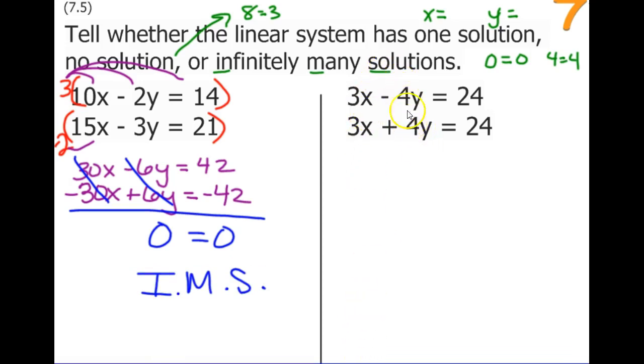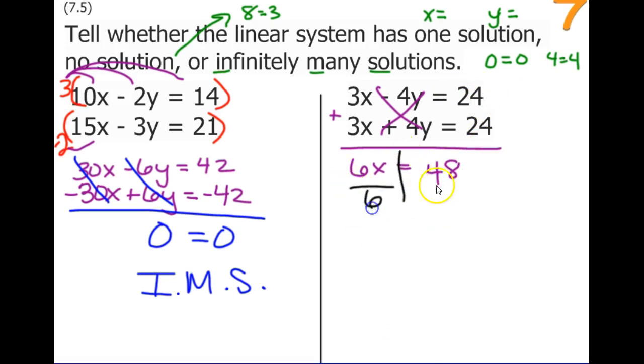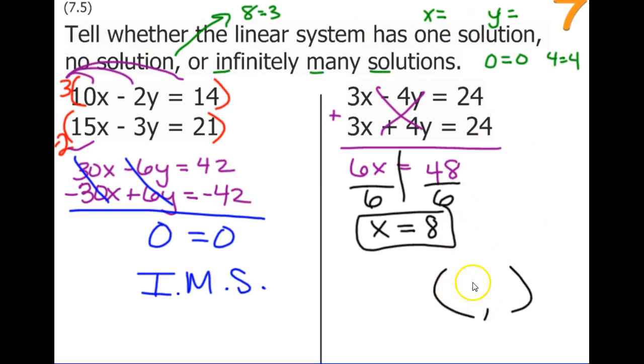This second one is already set up to eliminate, so I can just add my equations together because the y's will go away, negative and positive. So we'd have 6x, and add these up, that would give me 8 and 4, 48. So if I divide by 6, 6 times 8 would give me 48. So I know x is 8. I don't need to plug it back in because it just says to tell how many solutions there's going to be. I could find y, which means that my point xy would be one solution where my two lines would cross.